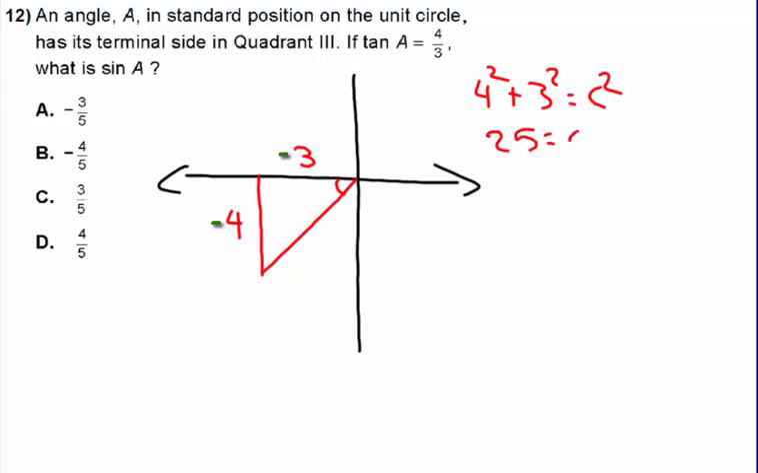And we get that c equals 5. So now we can find the sine of this because the sine is opposite over hypotenuse, so it'd be negative 4 over 5.